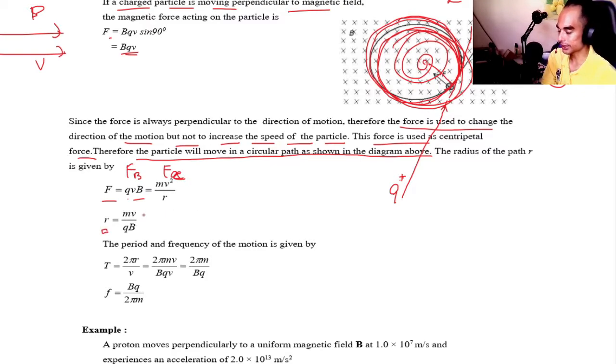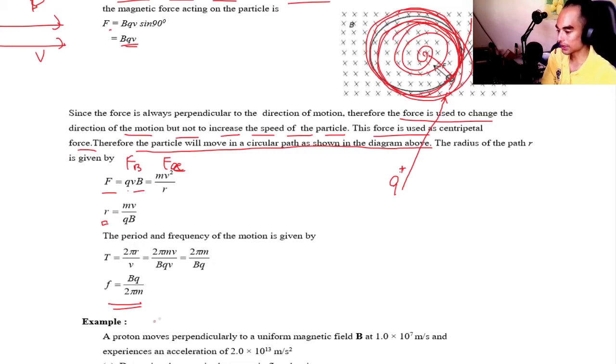So FB equals QVB, the magnetic force, which causes acceleration. The centripetal force FC equals the magnetic force. So the radius R is mV over QB. The period and the frequency of the motion are given by T equals 2 pi R over V, and f equals QB over 2 pi m.